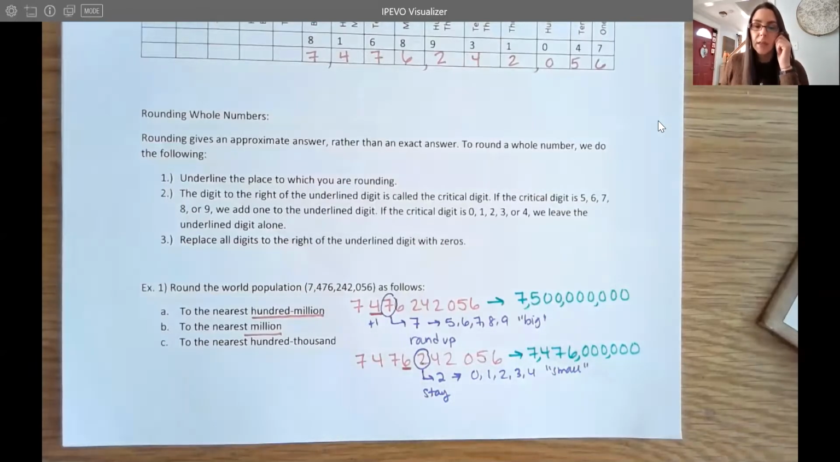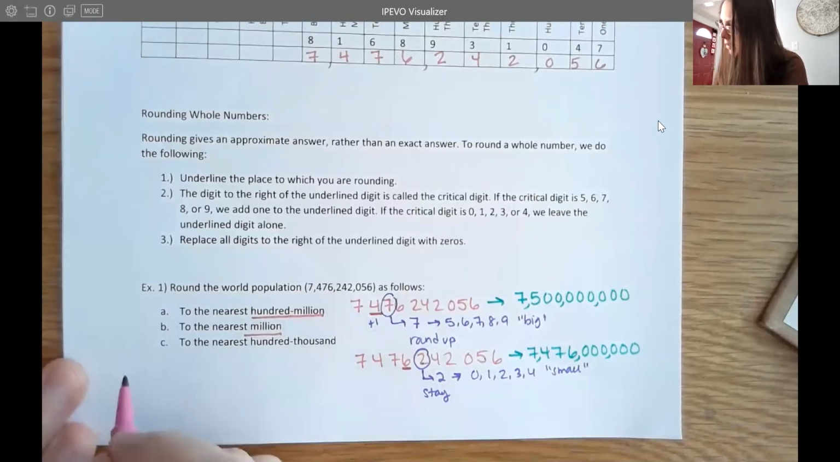So 7,476,000,000. Okay. I like circling that number to the right as well because it kind of reminds me where those zeros start. It looks like a 0, right? So it's a good reminder. All right, and then one last time, we're going to round to the 100,000 place.